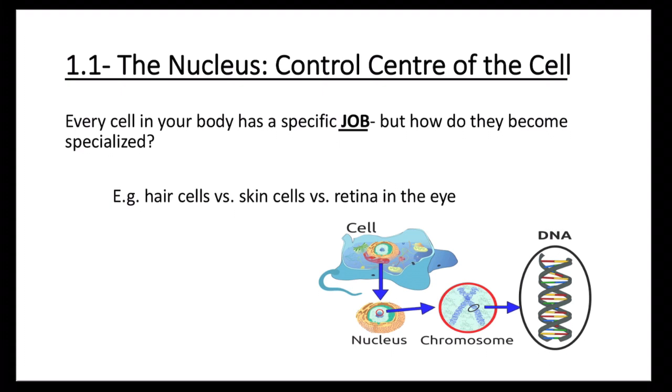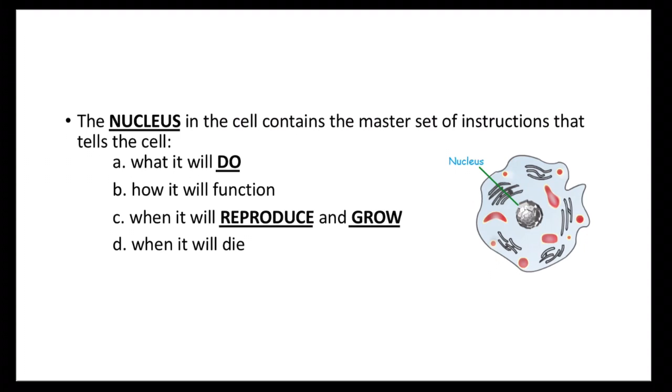The nucleus contains chromosomes, and those chromosomes are made up of DNA. And that DNA is what provides the instructions for how the cell will function and what its specific job is. So the nucleus in the cell contains a master set of instructions that tells the cell all of the following: what it will do, how it will function, when it will reproduce and grow, and when it will die, to the end of life. So this is a full life cycle of a cell.